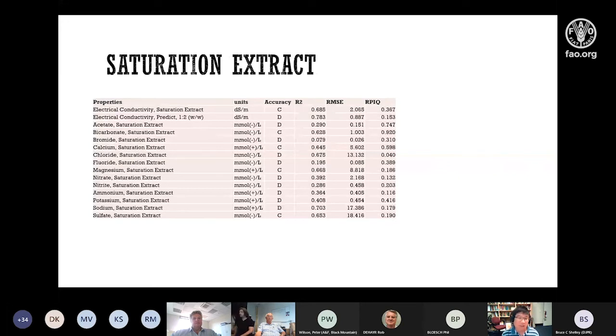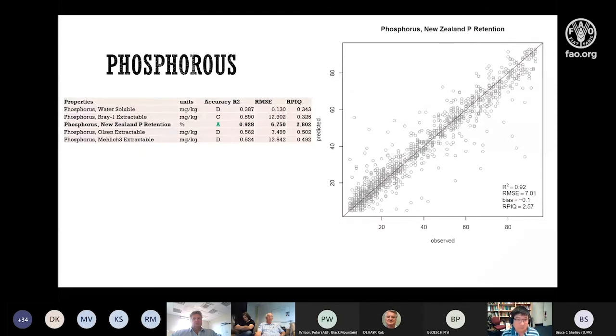But things that are to do with extractions, like electrical conductivity that we extract, and all these chemicals, the nitrate, the nitrite, the ammonium that is extracted, in this case by saturation extraction, we cannot predict it that well, which makes sense. I think these are the things that are in the soil solution, and we can't predict them quite well. And then phosphorus, water-soluble phosphorus, either Bray phosphorus or Colwell phosphorus, Olsen or Mehlich, different types of extraction, cannot be well predicted. As we said before, this depends on the different types of solution.